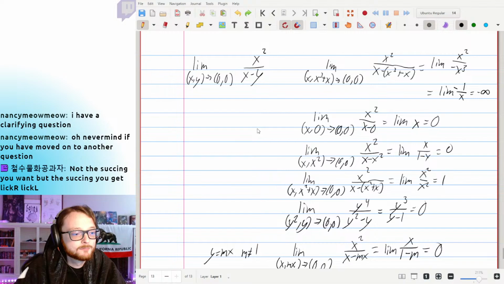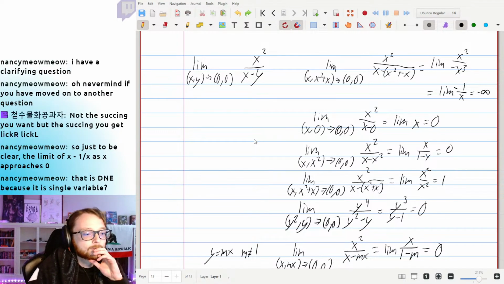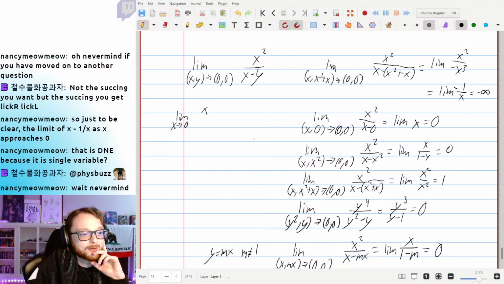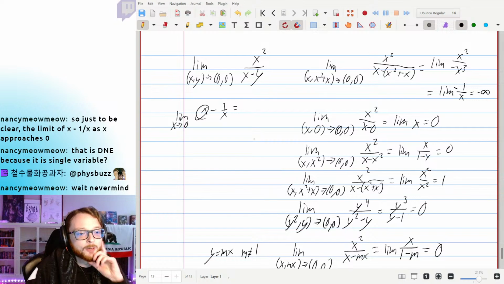X minus 1 over x. Just because it's single variable, definitely it doesn't mean that it doesn't exist. But if it's like that, this would be zero, this would be infinity. So zero minus infinity is minus infinity.